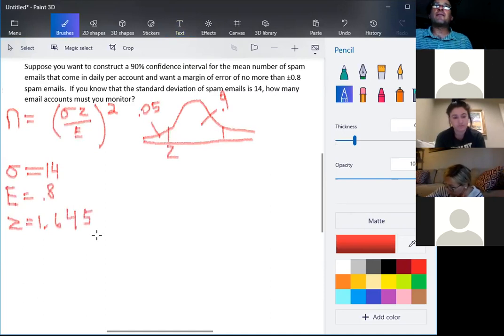Any questions on that? And then plug it in. Why don't you give it a shot? I'll plug it in also in my calculator. Let's see what y'all get.